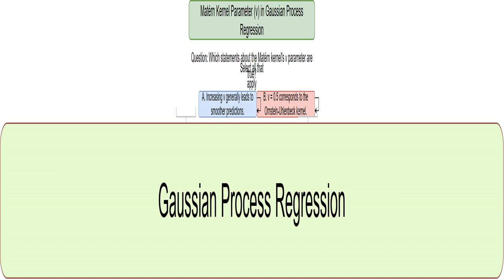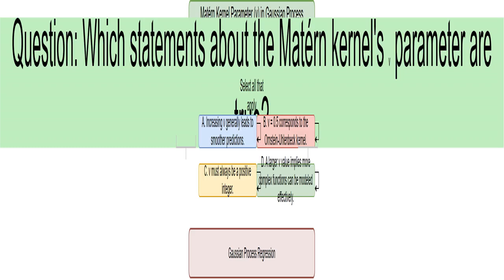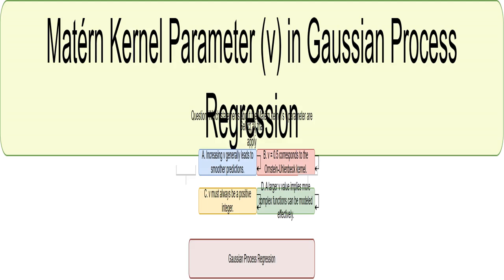I'm testing your knowledge of the Matern kernel, a specific type of kernel function commonly used in Gaussian process regression. A kernel function defines how similar data points are, influencing the shape of the predicted curve. The Matern kernel has a parameter called NU, which we'll explore. The Matern kernel is a family of covariance functions, and NU is the crucial parameter that controls the smoothness of the resulting function. We'll delve into how different values of NU impact model behavior.